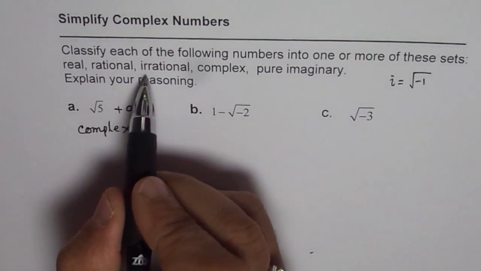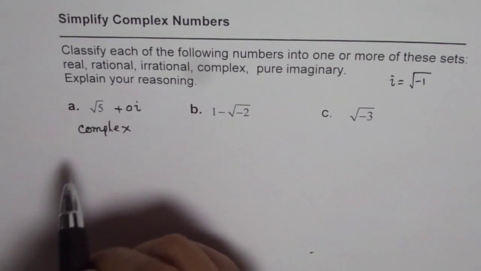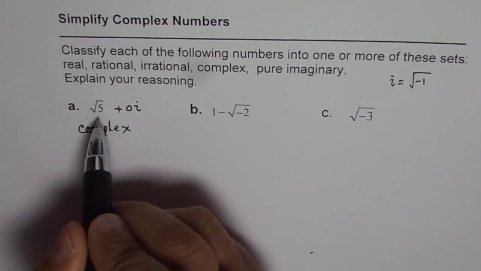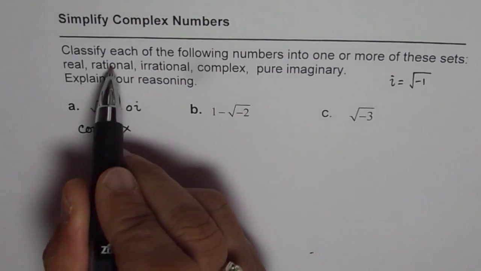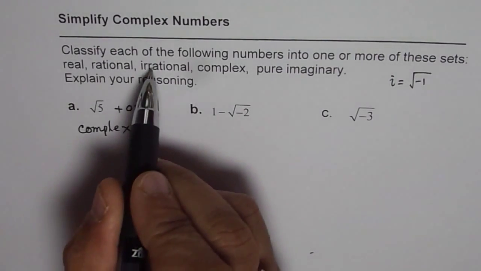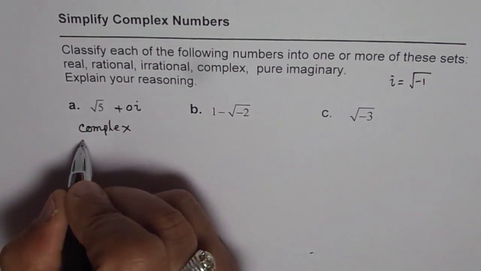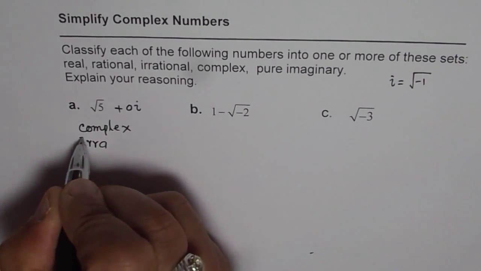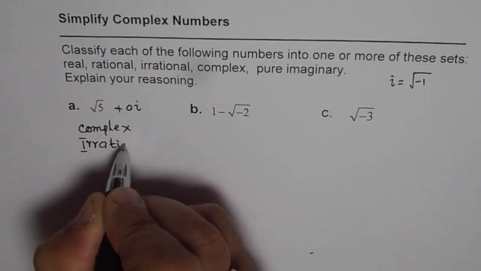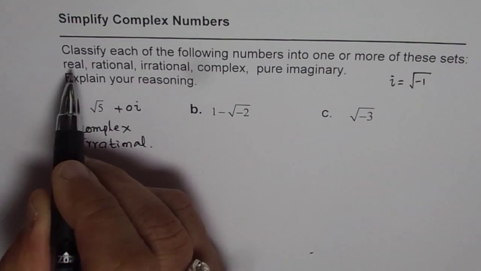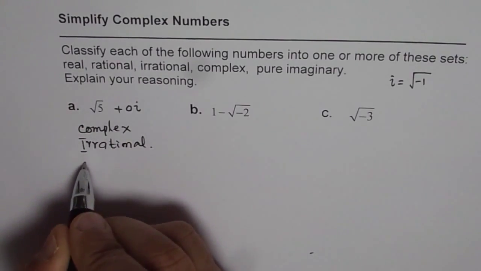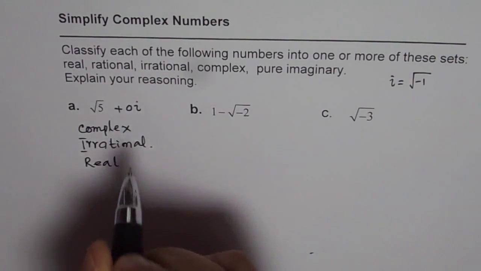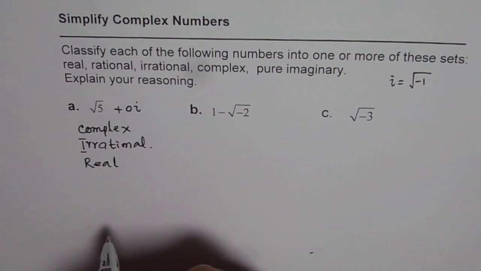Now, is it an irrational number or a rational number? Square root of 5 cannot be written in fraction form as a rational number, right? And therefore this will be an irrational number. So it is an irrational number. And of course it is also a real number, right? So it belongs to, out of these given sets, 3 of them.